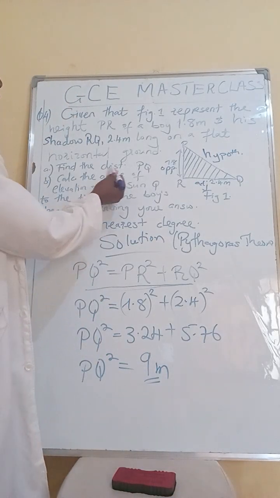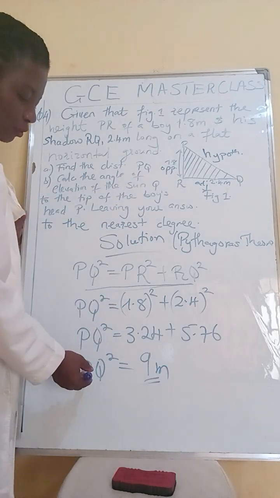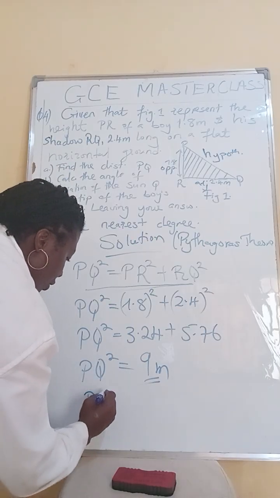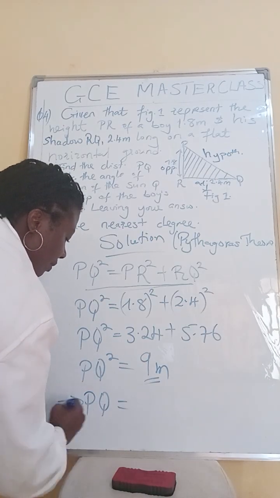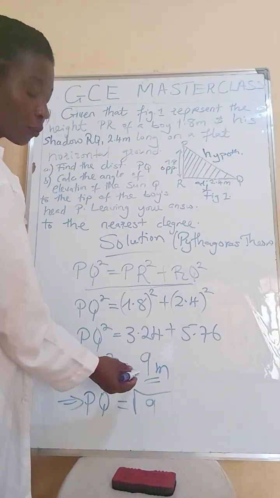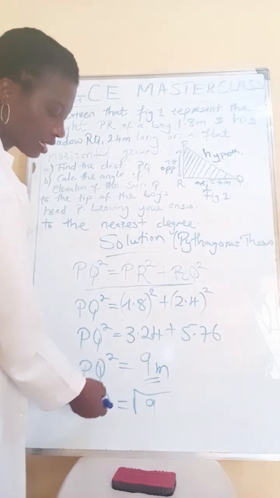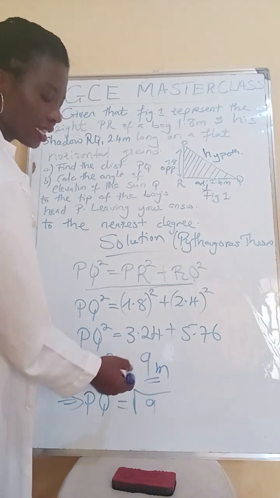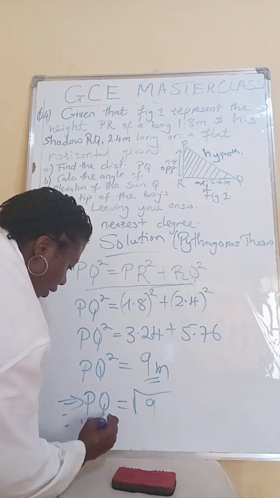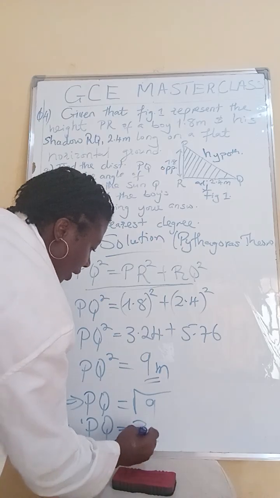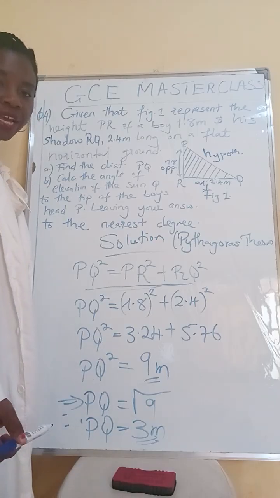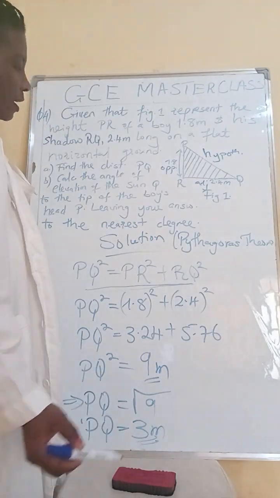But they say we should look for PQ, okay? They didn't say we should look for PQ squared. So to look for PQ, we are going to simply say, to remove this square, we are going to take the square root of the 9 meters, okay? So therefore, PQ will give us 3 meters, okay? Because the square root of 9 is 3, okay?